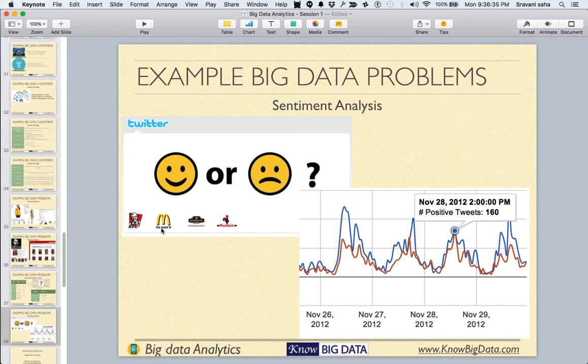So combine together all kinds of data sources, whether Facebook, Twitter, Instagram, or various other networks, and you can gauge whether your product is going to go big, or whether it is having a positive influence or not. All right, so this is about sentiment analysis.